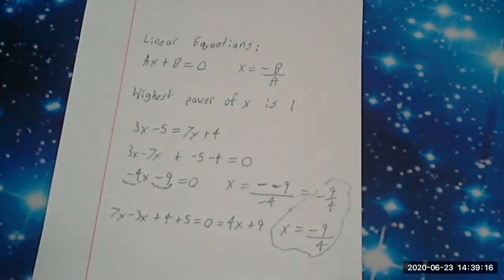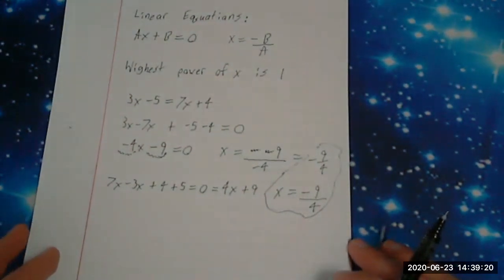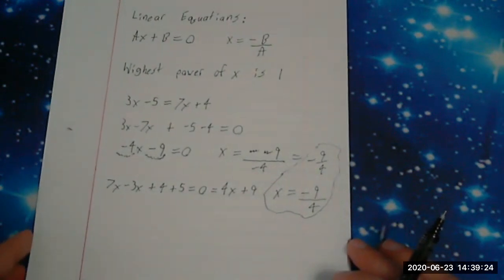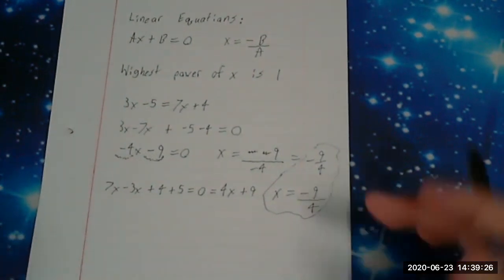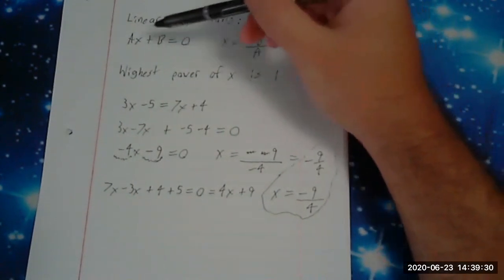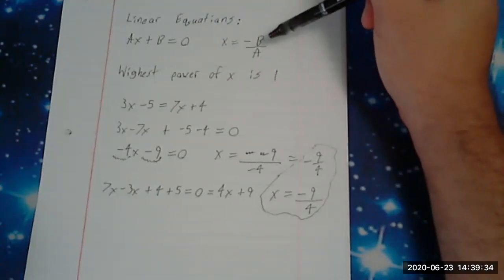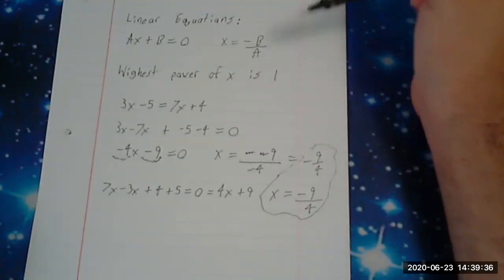All right. So this is the idea behind linear equations. Very, very simple. You basically can just combine like terms to something that looks like this, and then the answer will always be in this form.